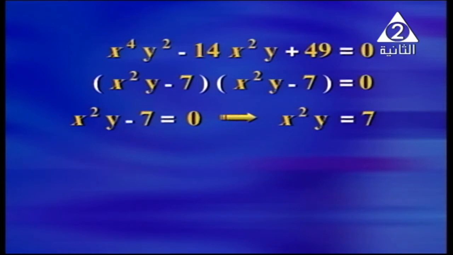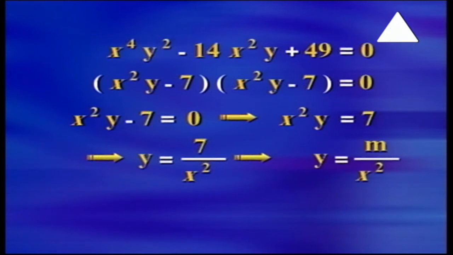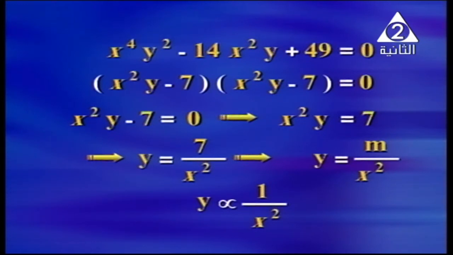Now, can you find y? Of course, yes, by dividing both sides by x to the power of 2. So y equals 7 over x to the power of 2, which is y equals m over x to the power of 2. And then you are going to notice that y varies inversely as the square of x. Let us have another example.